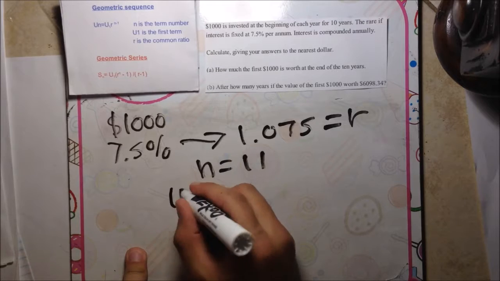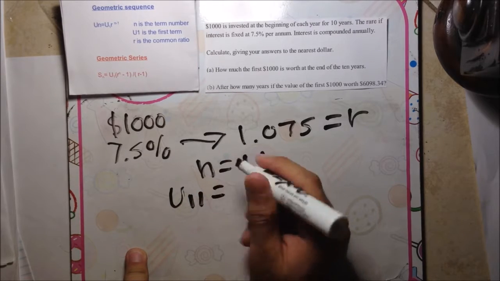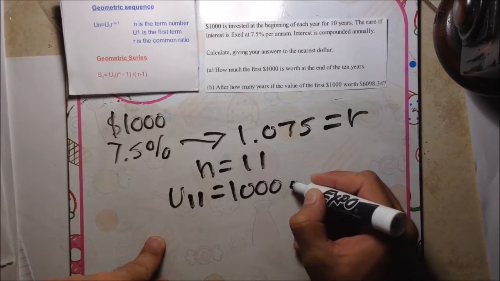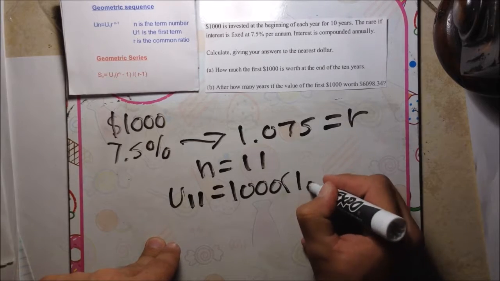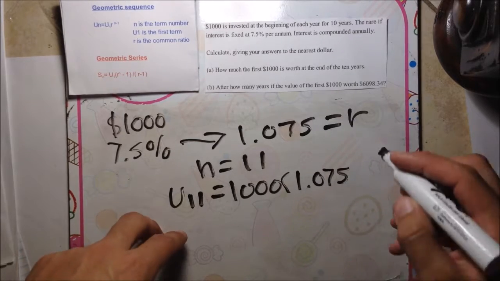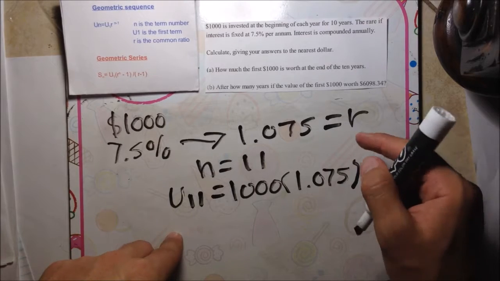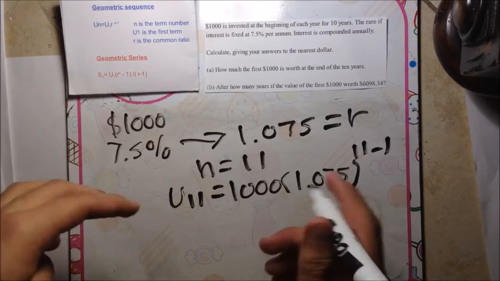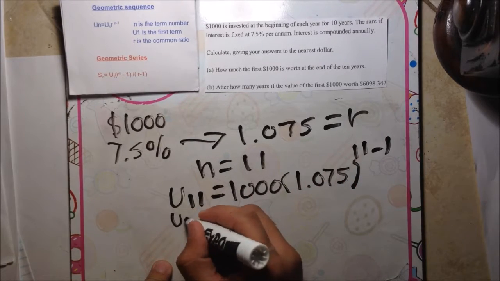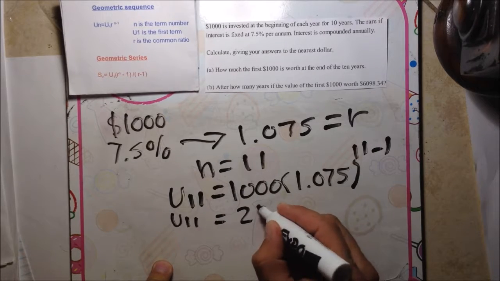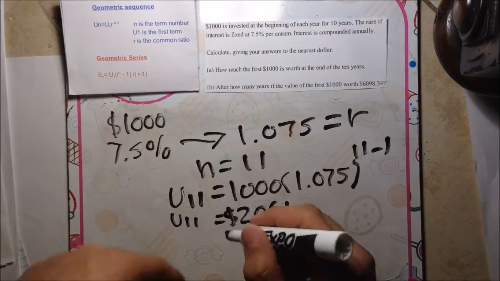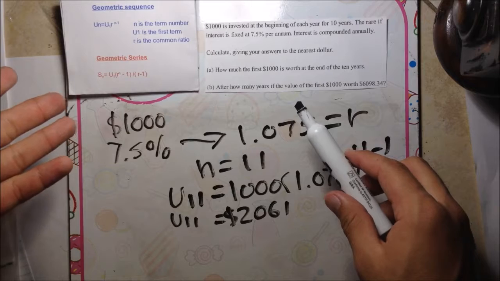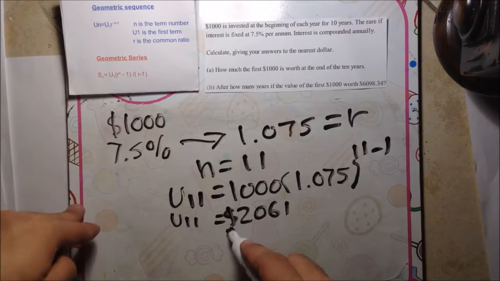So un, which is u11, equals u1, which is the initial investment of $1,000, times r, which we know is 1.075, the amount of growth from one year to the other, to the power of n minus 1, which would be 11 minus 1. If everything's multiplied correctly, we should get a u11 of $2,061. So this means that after 11 years, or at the end of 10 years, the initial investment of $1,000 would be worth $2,061.